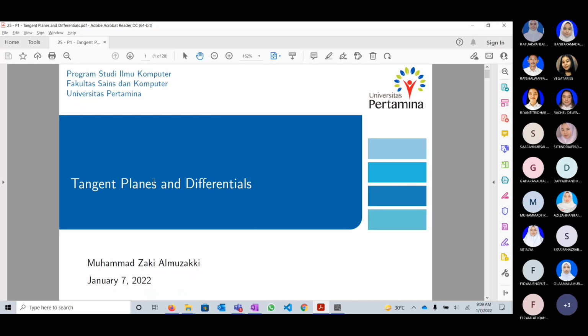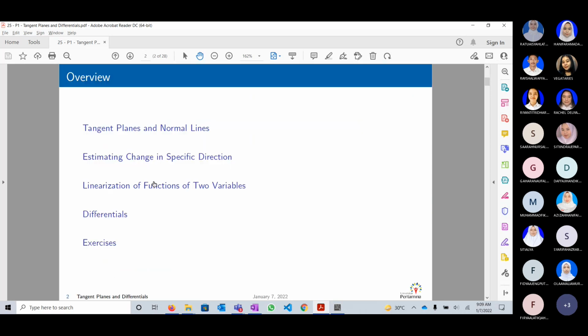But now we will learn about it for at least 2 or 3 variables. And then we also learn about extreme values, saddle points, but we will learn about them for functions of 2 variables in this case. So let's start our first part of the materials. That is about tangent planes and differentials, and these are the materials for this first part of this morning.